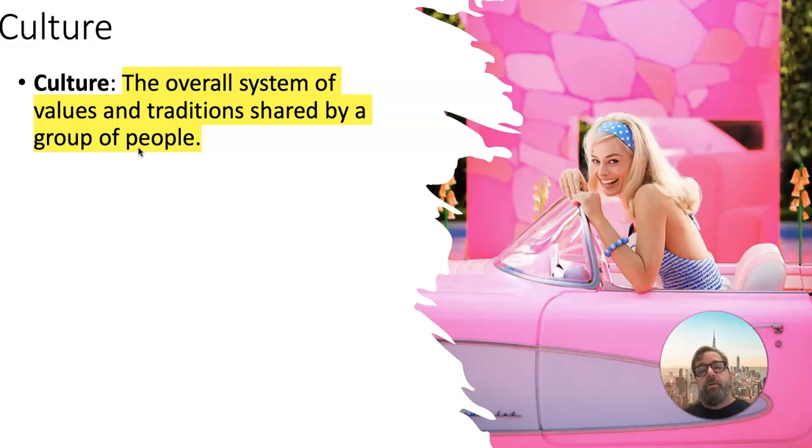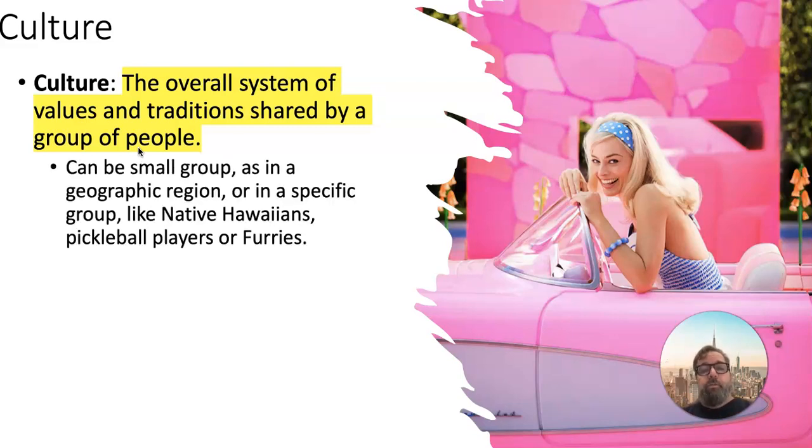Now, a culture can be big, up to worldwide culture, or it can be a smaller group, like a geographic region, a section of America, the South, or even smaller like Tennessee or California in terms of California's unique culture and traditions. Or it can be even smaller, like Native Hawaiians, who have a very unique culture different from all other people who live in Hawaii. Or pickleball players, who are an even smaller group that have their own set of values and traditions. Or furries. Don't look that up. Don't dive too deeply into that. But that's a very small but very unique culture that has its own set of values or traditions. So it can be very large or very small.